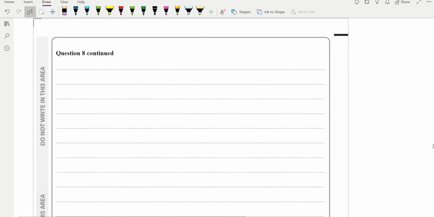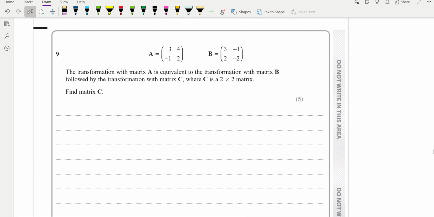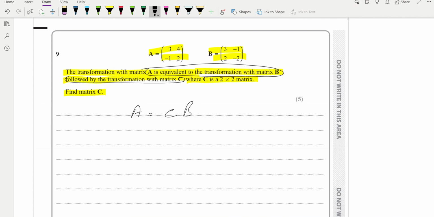Hopefully you understood this. Now we can move to the next question, which is question number 9, a matrices question. This is an easier question, and A is provided, B is also given. The transformation with matrix A is equivalent to the transformation with the matrix B followed by the transformation with matrix C, where C is a 2 cross 2 matrix. Find the matrix C. So we can write the equation A is equal to CB, because A is equivalent to the transformation with B followed by the transformation with C.